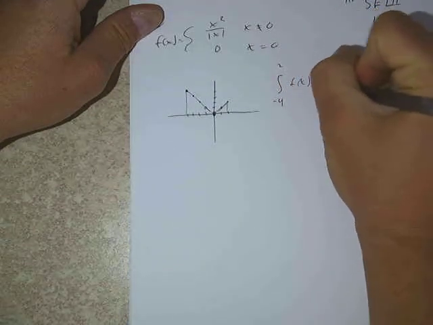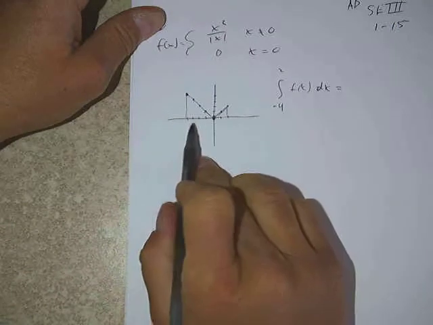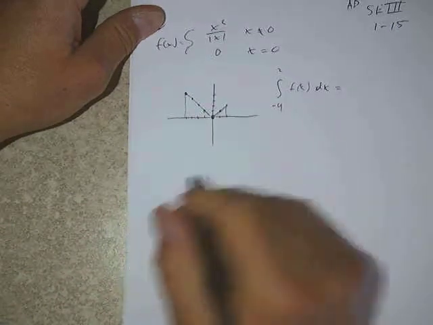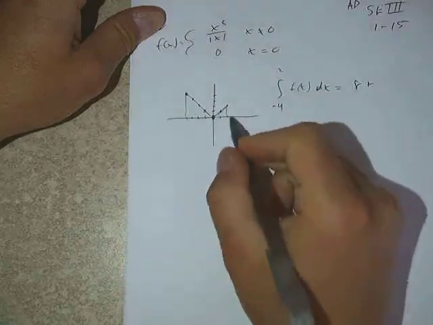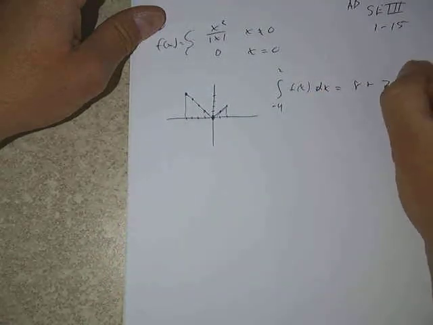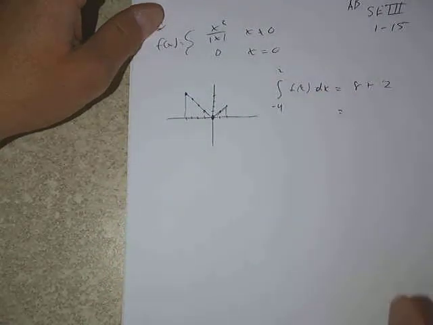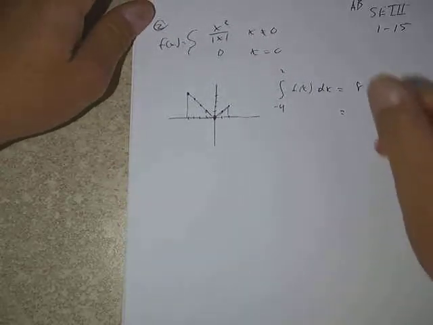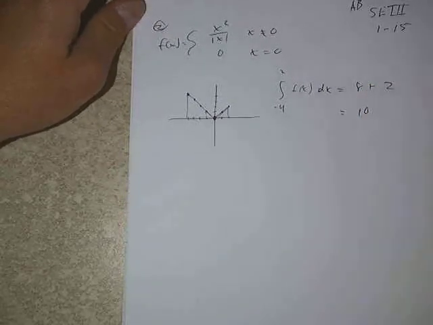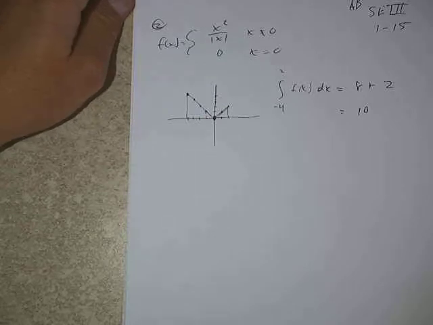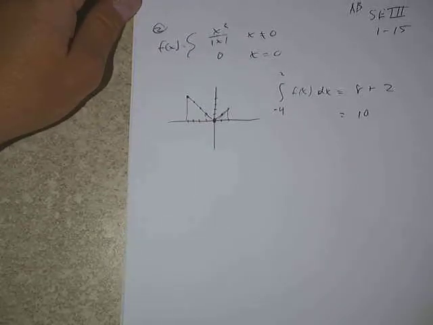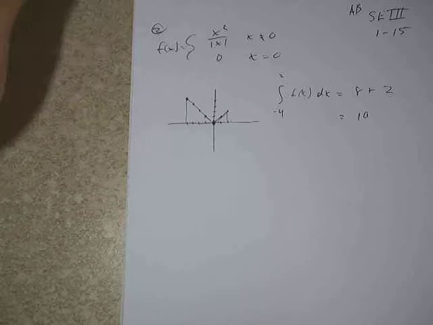So again, we want the area from -4 to 2 of our function. This triangle is 4 by 4, so 8 on that one. This triangle is 2 by 2, so 2. And ultimately we should get 10, which is letter E.